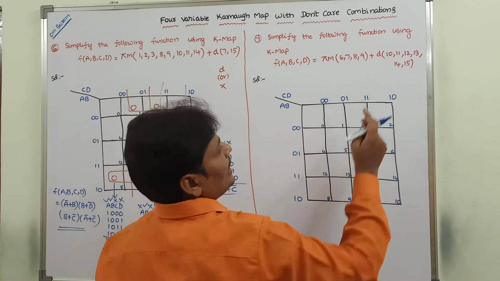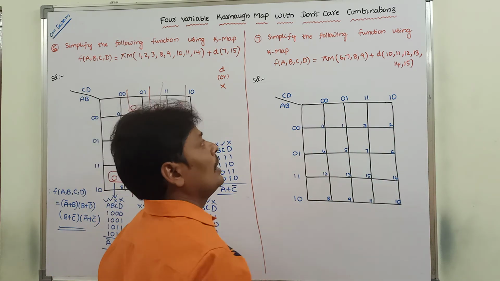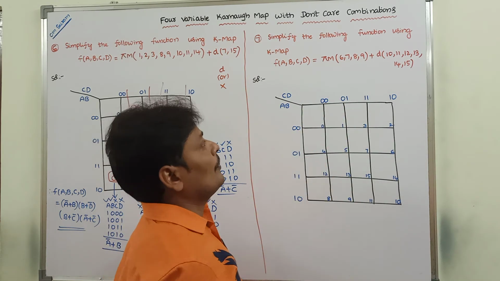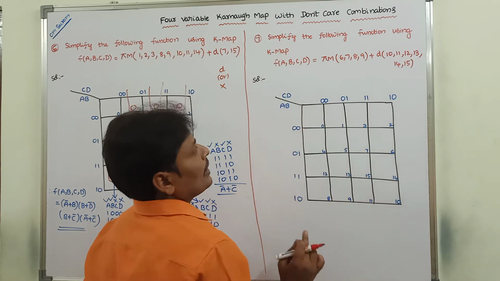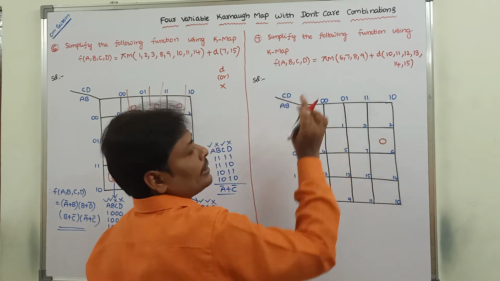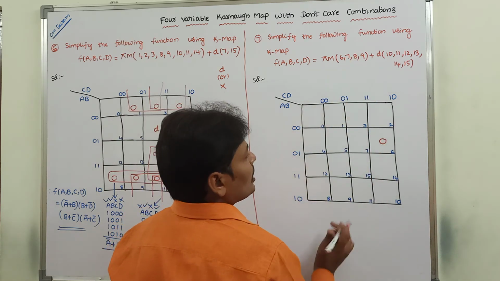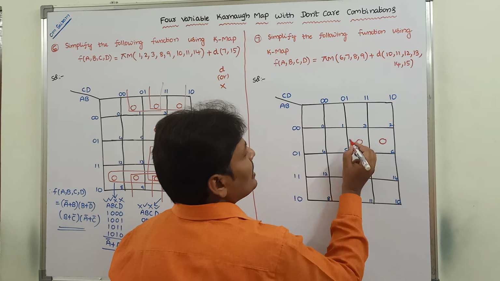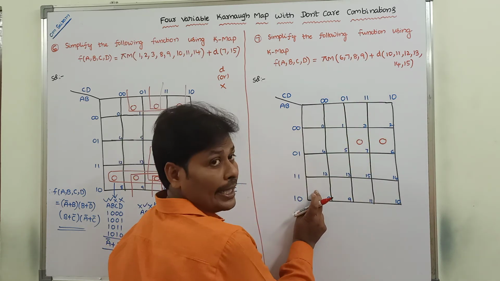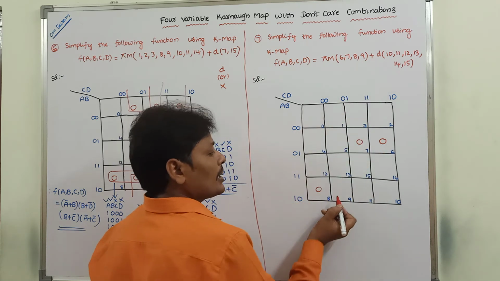Column wise, these 4 possible values can be written in the form of gray code. Okay. Now, what are the max terms are given here? So, first 6. So, the corresponding cell is this one. We are inserting 0 because product of max terms are given. Next, seventh max term, the corresponding cell is 7 cell. I am inserting 0. 8th max term, the corresponding cell is this one. I am inserting 0.